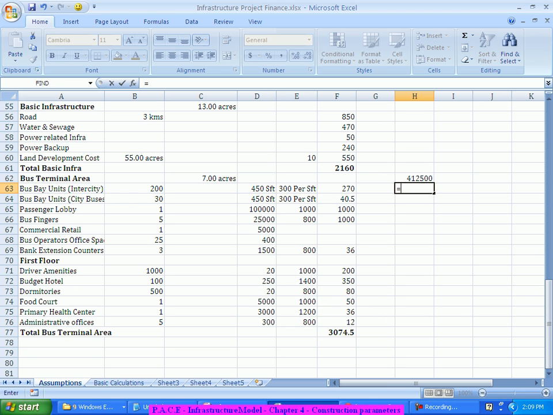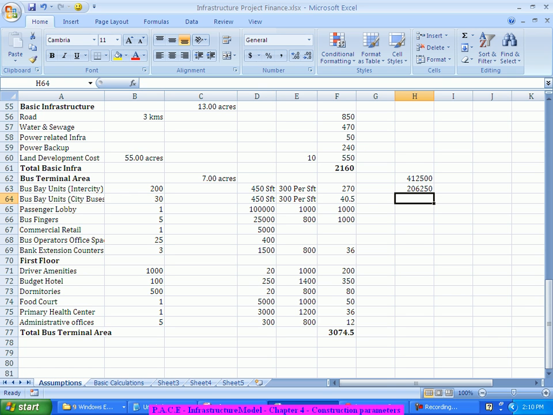Probably if I go floor wise, this is 2 floors. So floor wise, on an average, it is occupying around 2 lakhs SFT. Now, is 7 acres equal to 2 lakhs SFT or not? Probably I need to have some conversion between acres and SFT.